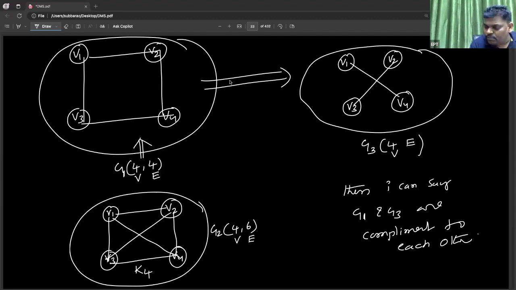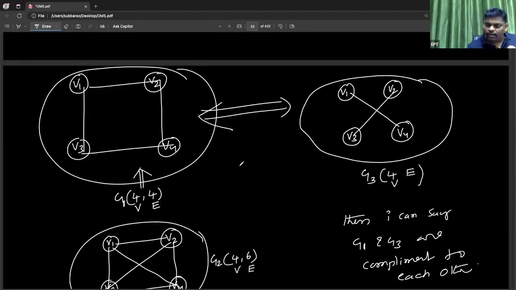Remember, complement is not from one side, it is from both sides. G1 complement is G3, G3 complement is G1. Complementation is both sides. Remember, the union of both the edge sets gives the complete graph edges. This is called graph complementation.